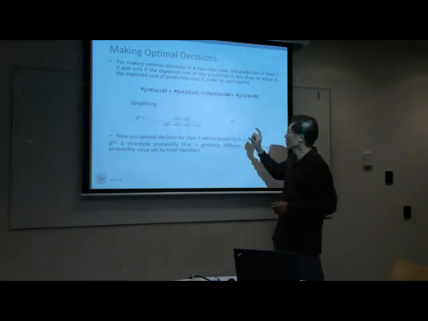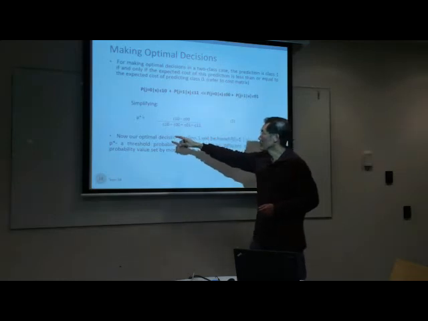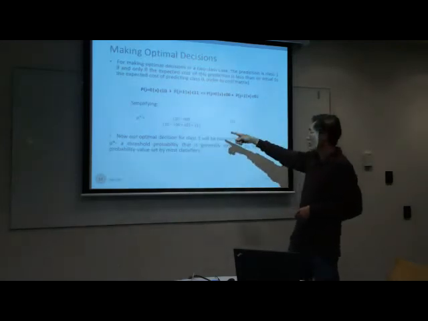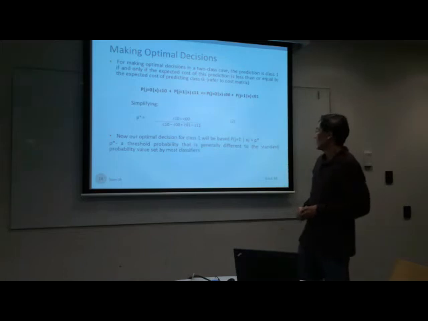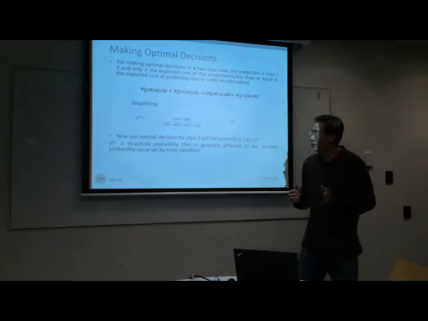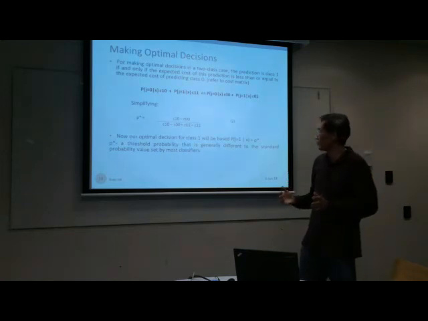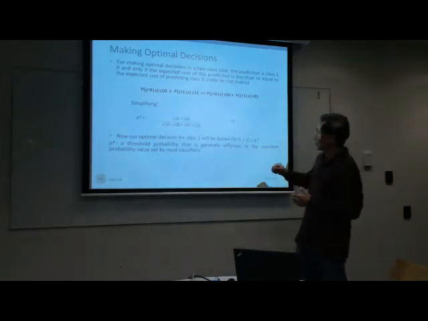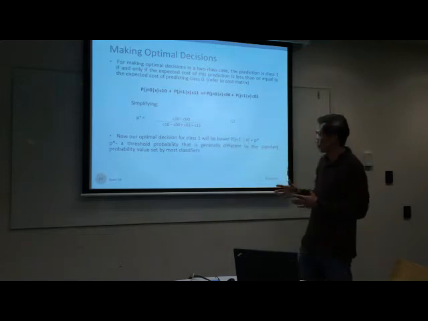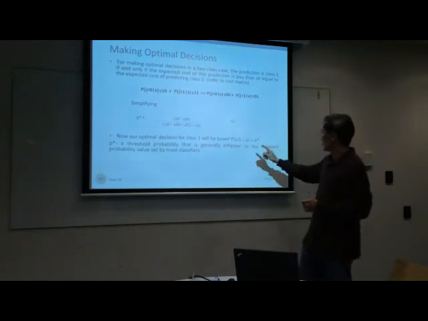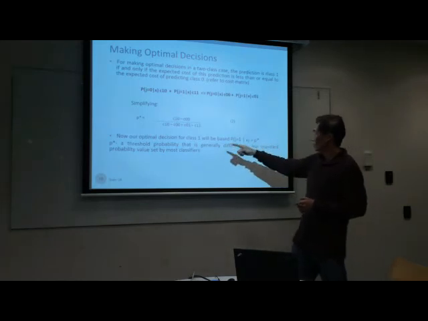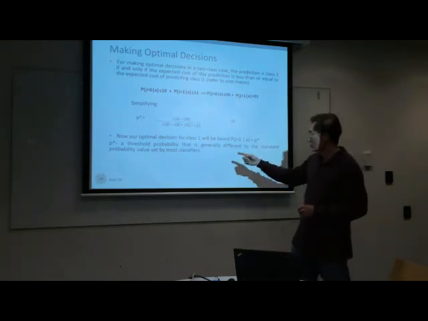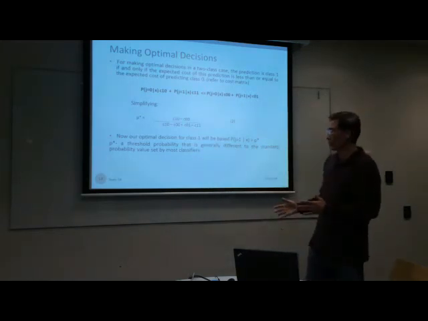Simplifying this statement, we get a specific probability value P star, expressed as a formula of the cost coefficients, and we can now make predictions that are cost-sensitive. If the probability for class 1 is greater than P star, then the optimal decision is to make class 1 the predicted class.